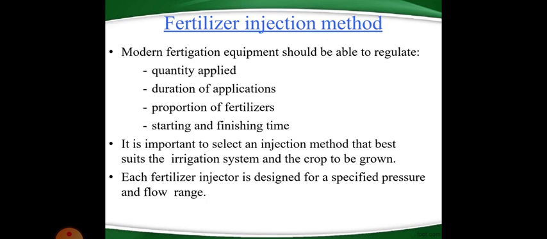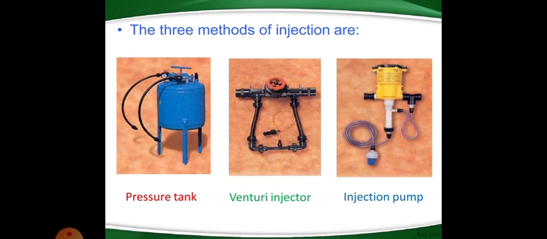Now comes fertilizer injection method. Modern fertigation equipment should be able to regulate quantity applied, duration of applications, proportion of fertilizers, starting and finishing time. It is important to select an injection method that best suits the irrigation system and the crop to be grown. Each fertilizer injector is designed for a specified pressure and flow range. The three methods of injection are pressure tank, venturi injector, injection pump as shown in figure.